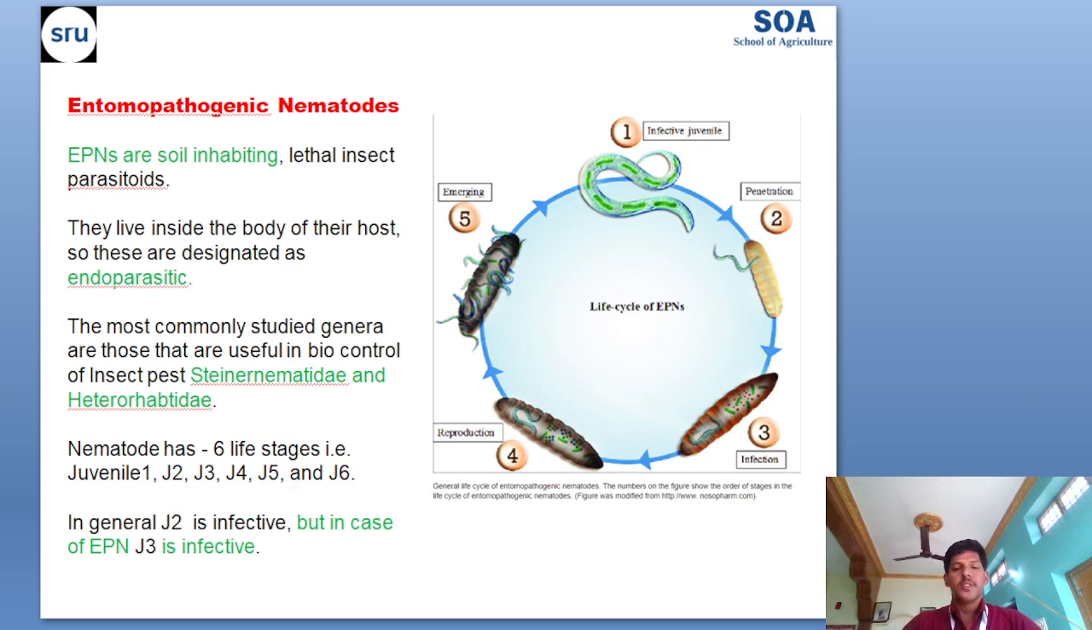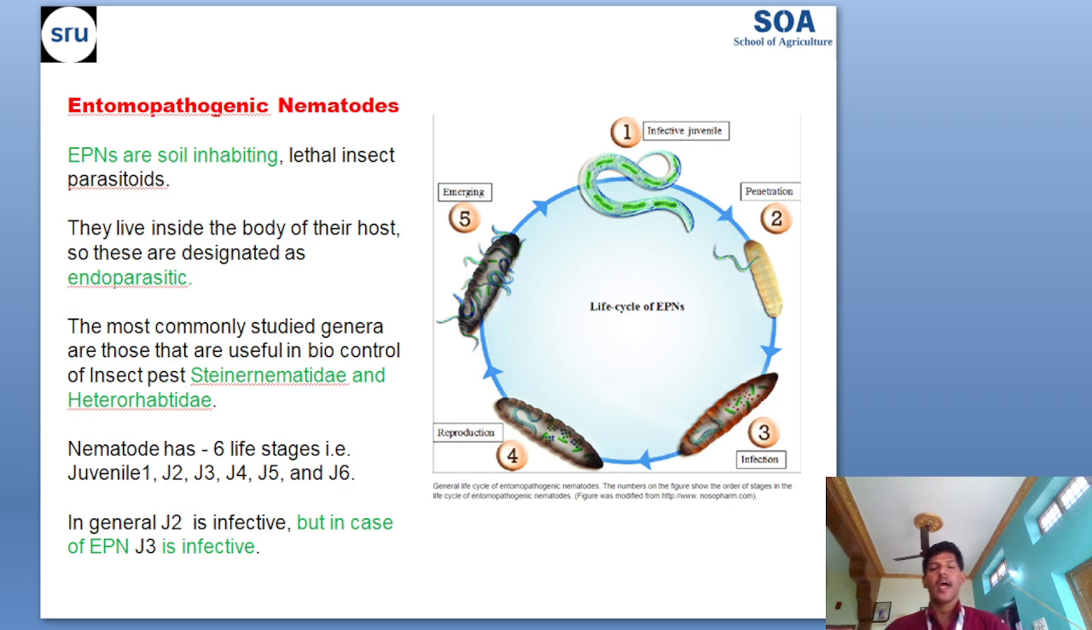The nematodes which belong to the Steinernematidae family and Heterorhabditidae family are most useful as biocontrol agents in various insect pest management. We will see the different species and host insects in coming slides.